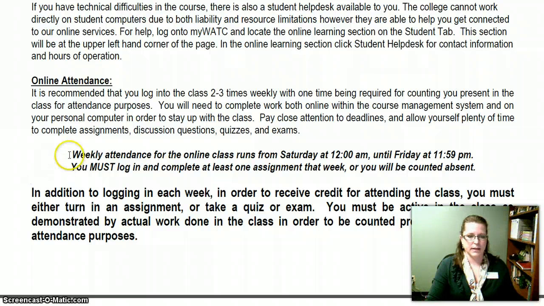Attendance, I take attendance based on Saturday morning through Friday night. I do that because all due dates are Friday nights at midnight, and you'll notice that on My Math Lab the due dates will be Fridays, and I will also be posting that in Angel. So your online attendance, as long as you're clicking into Angel and you're working on assignments, then you are attending the course.